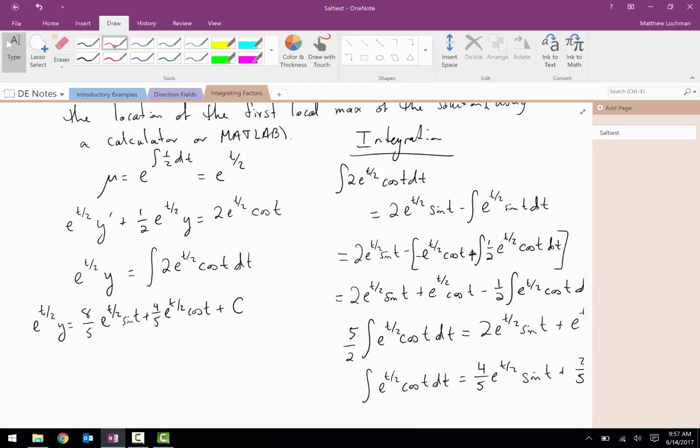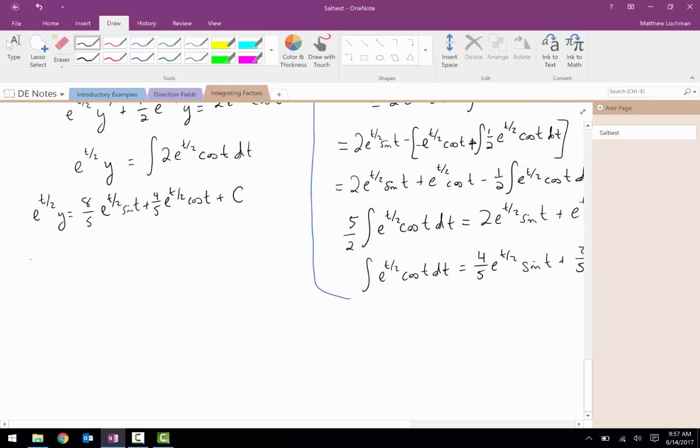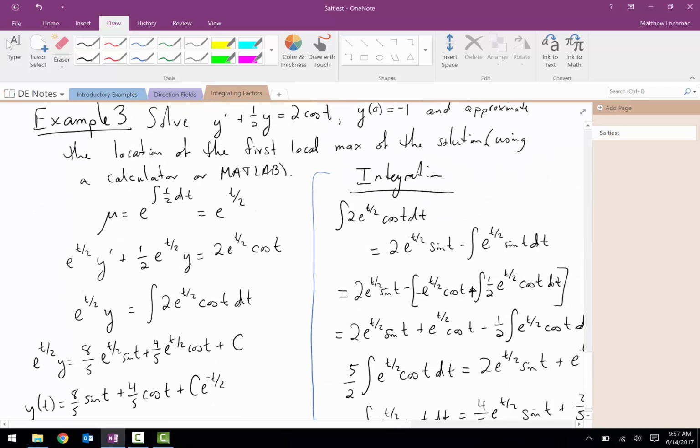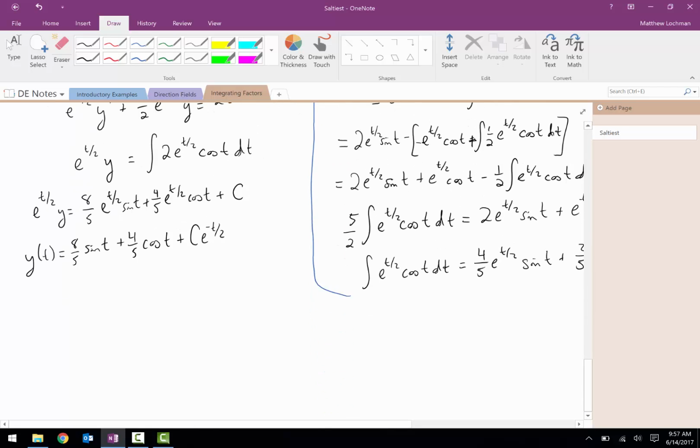Anyway, let's kind of block this part off. And now we'll find the general solution by dividing everything by e to the t over 2. So we have 8/5 sine t plus 4/5 cosine t plus c times e to the minus t halves. Because we're dividing by that number, that's why the power turned negative. So the final step is to apply the initial condition, y of 0 equals -1.